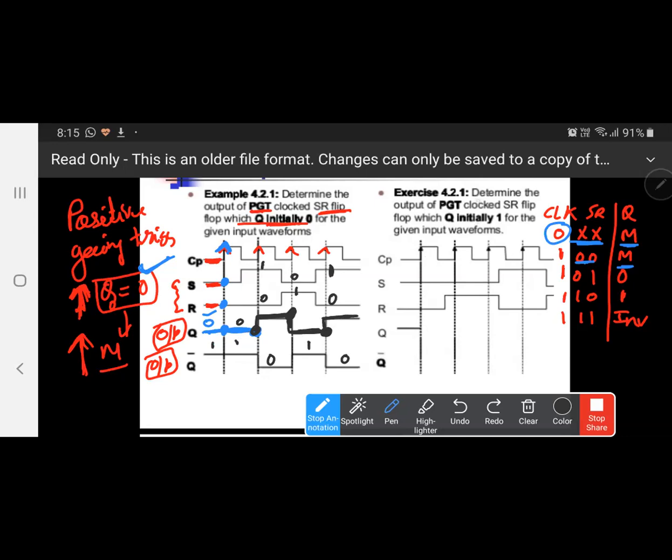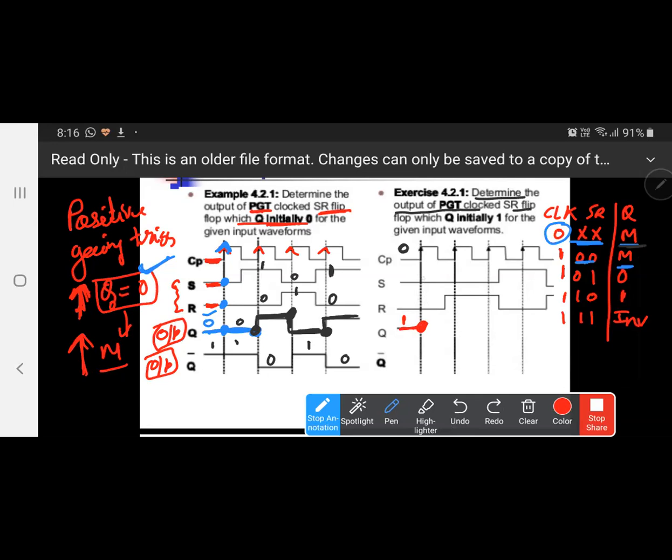Now let us start. Determine the output of a clocked SR flip-flop for which Q is initially 1. So what is the memory result they have given us? In the memory, it is 1. Now here clock is 0, so if clock is 0, then it will work as a memory. So what will it store now? 1. That means this value is 1.